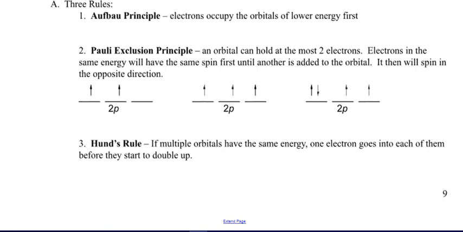Then there's something called the Pauli exclusion principle. An orbital can hold at the most 2 electrons, and that's because of their spins. Electrons in the same energy will have the same spin first until another is added to the orbital, then it will spin in the opposite direction. And if you have a spinning electron, that'd be an electromagnet.